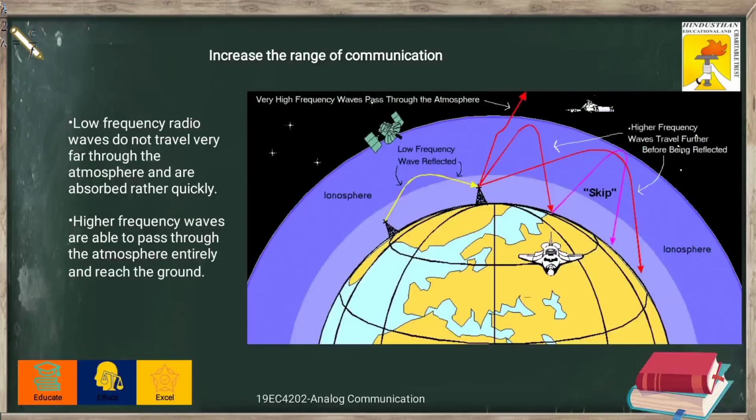Next is increase in the range of communication. So low frequency radio waves do not travel very far through the atmosphere because they are absorbed quickly. So that is the reason the low frequency waves are capable of traveling only short distances. When we increase the frequency of the signal with the help of modulation, they are capable of traveling or passing through the atmosphere entirely, and then they reach the ground covering long distances. So, this is another advantage of going for modulation.